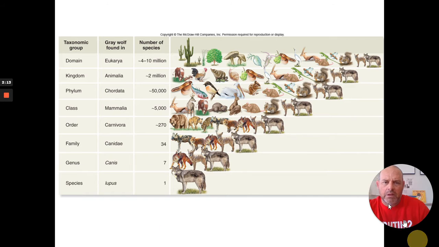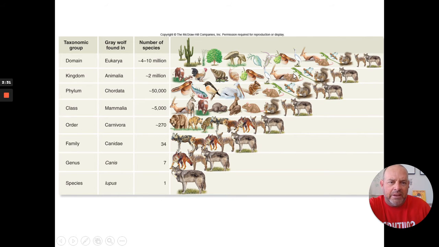So here you can see the list over here, the taxonomic groups: domain, kingdom, phylum, class, order, family, genus, species, all the way down. And we're looking at the gray wolf. So it's in domain Eukarya, along with 4 to 10 million other species. Okay, and here's the wolf down here.